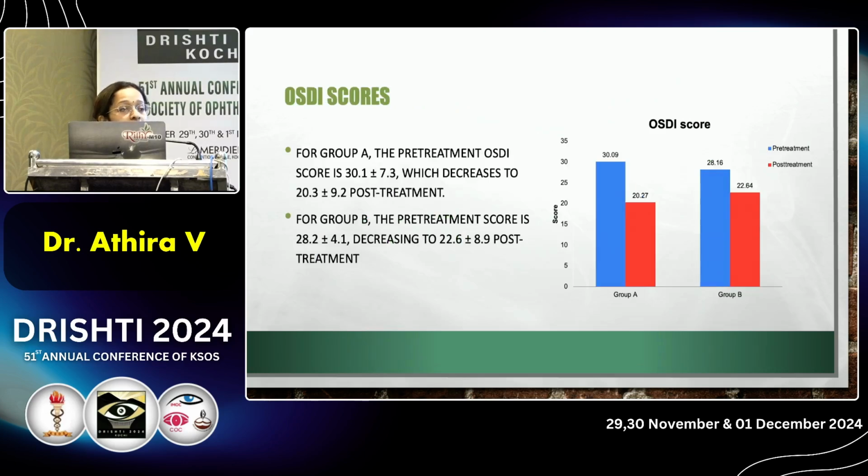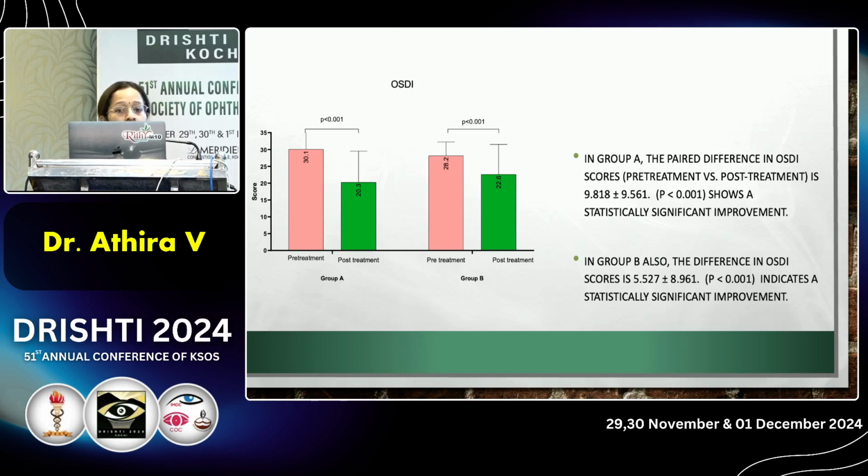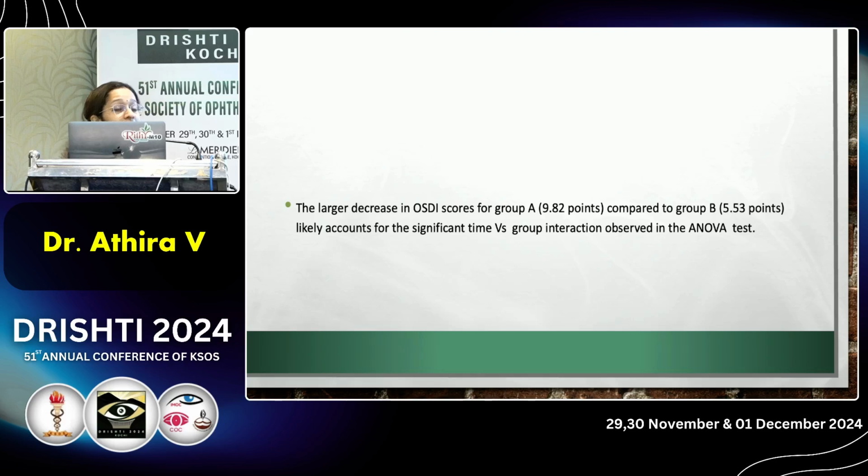Then coming to the OSD score, for group A, the pre-treatment OSD score is 30.1 plus or minus 7.3, which decreases to 20.3 plus or minus 9.2 post-treatment. In group B, the pre-treatment score is 28.2, decreasing to 22.6 plus or minus 8.9 post-treatment. In both groups, we can see statistically significant improvement before and after treatment. But the larger decrease in OSD score for group A, 9.82 points compared to 5.53 points in group B, likely accounts for the significant time versus group interaction observed in the ANOVA test.